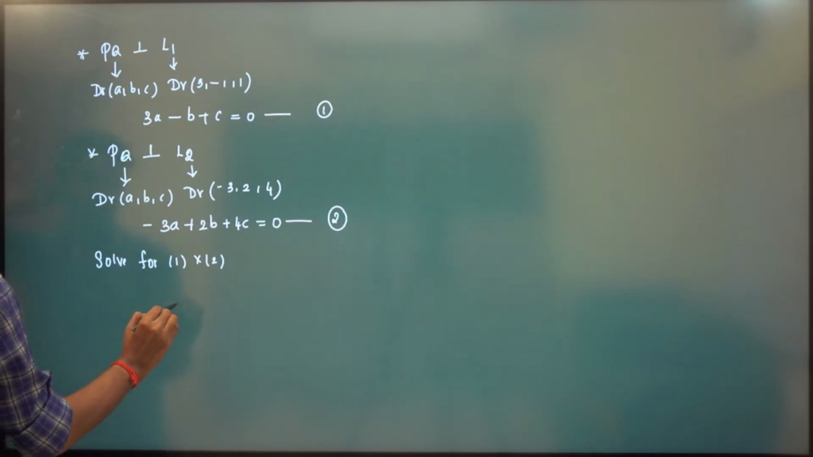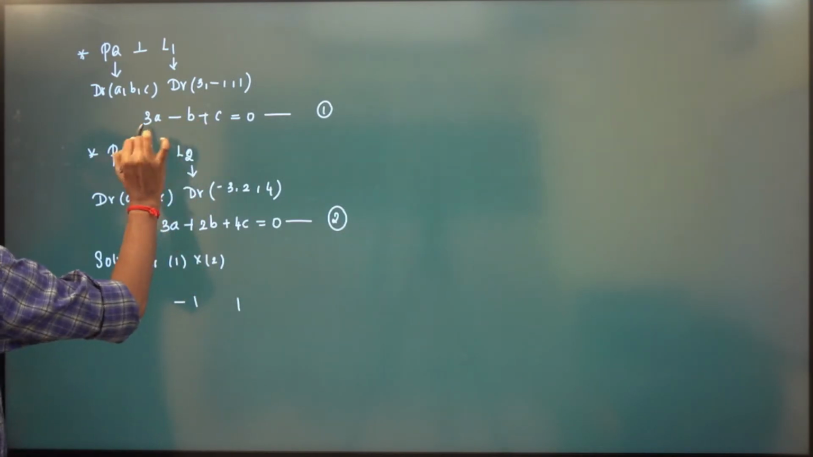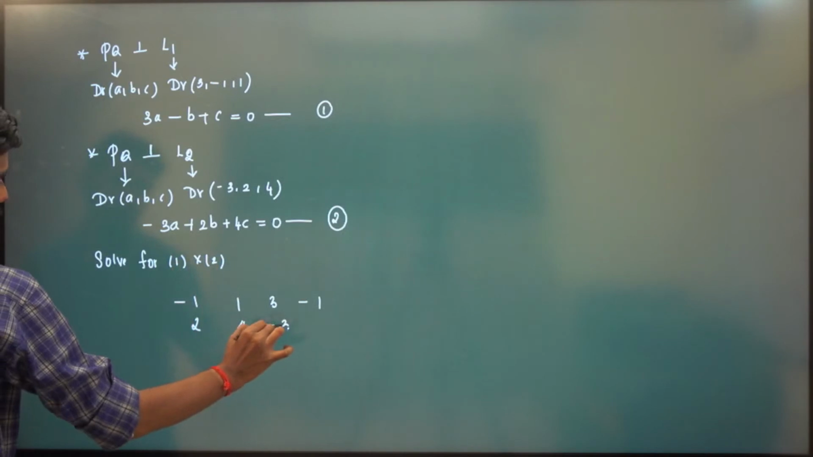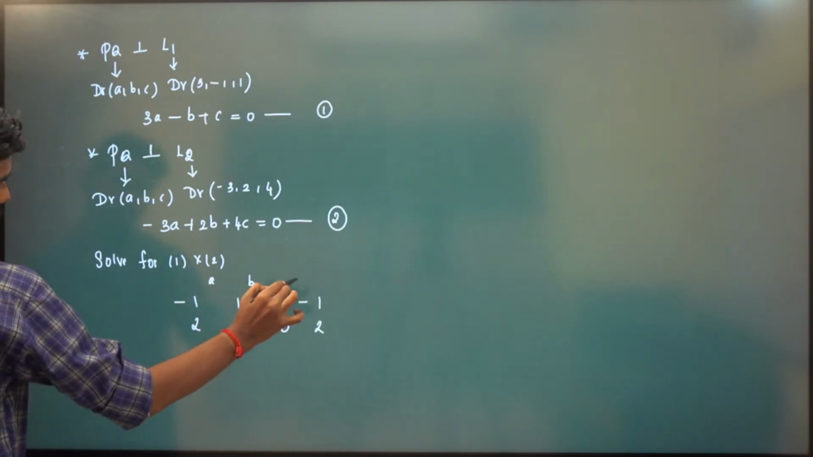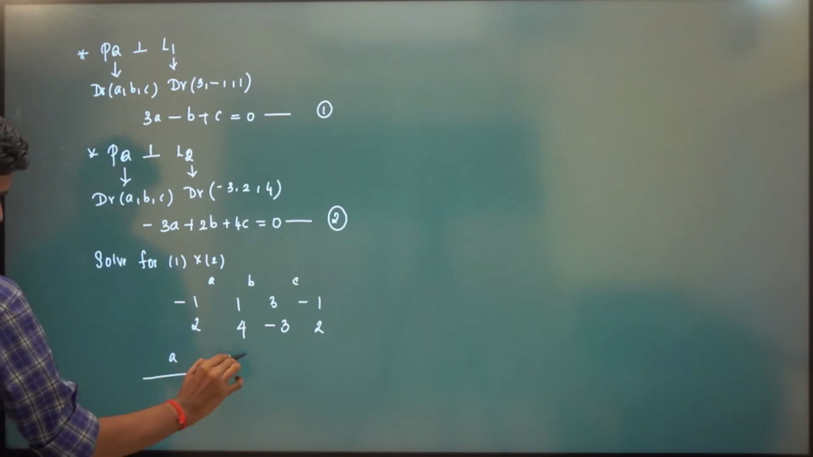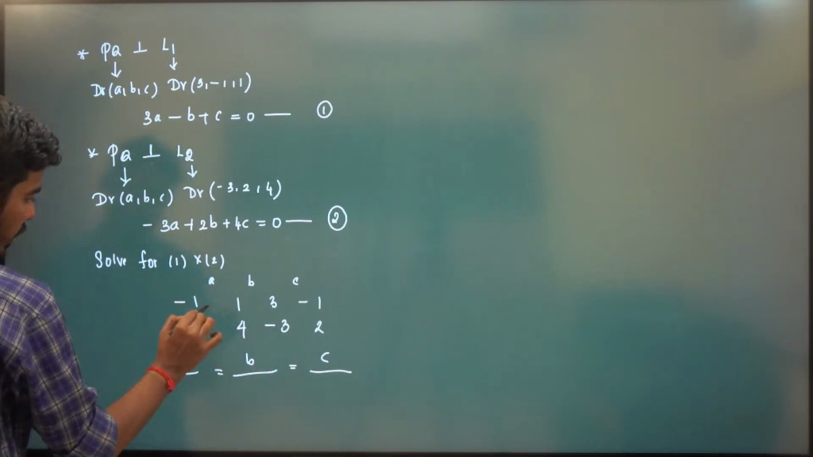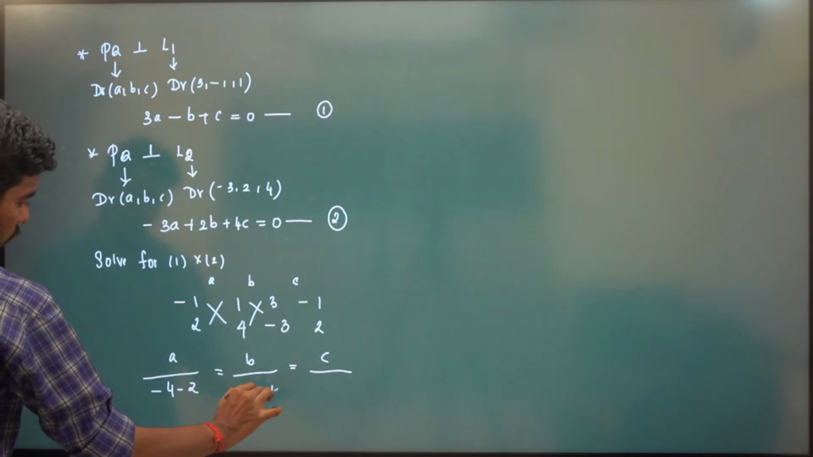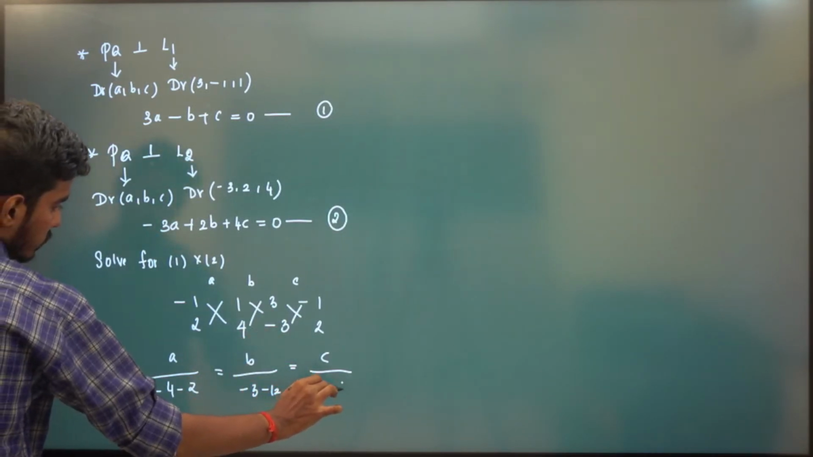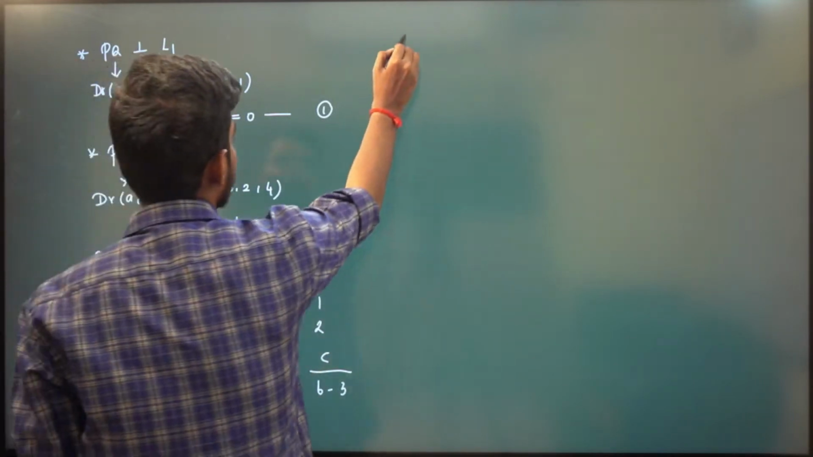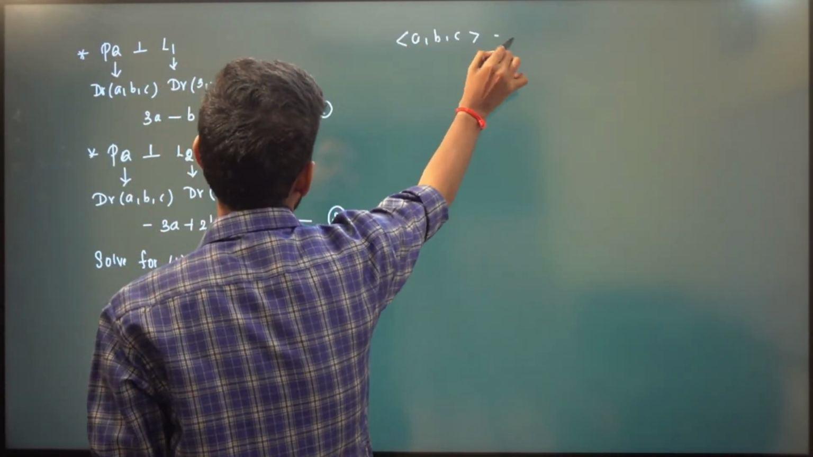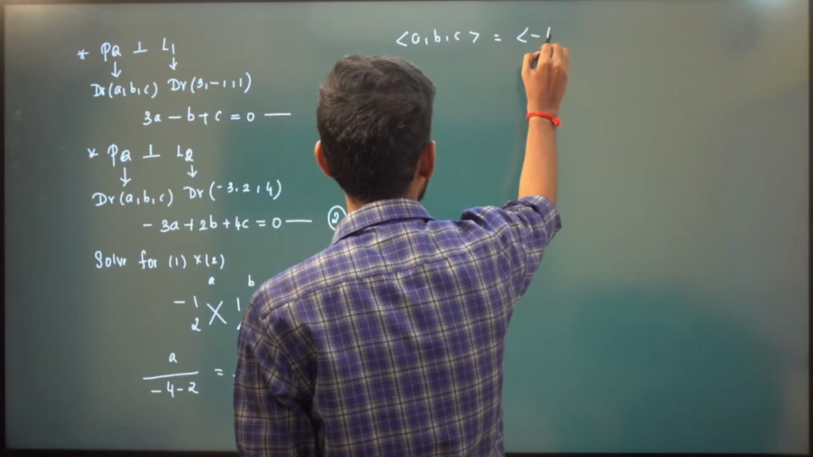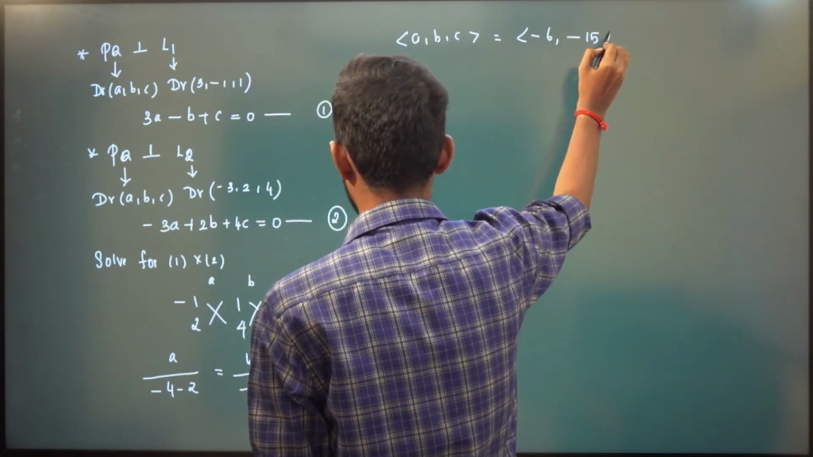So we have minus 1, 1, 3, minus 1, 2, 4, 2, 4, minus 3, 2. This is A, this is B, this is C. We have A divided by B divided by C divided by minus 4 minus 2, minus 3 minus 12, 6 minus 3. So we have found the direction ratio. The direction ratio is proportional to minus 6, minus 15, 3.